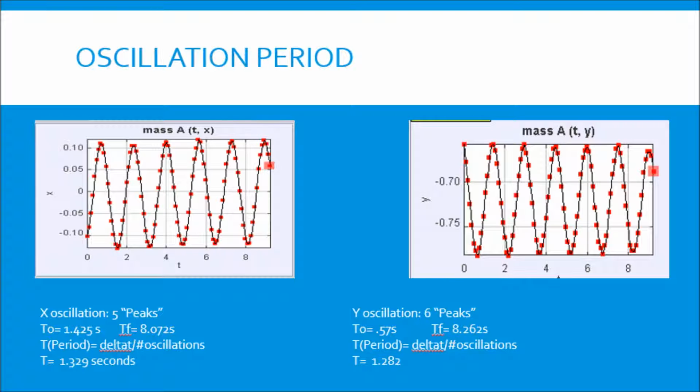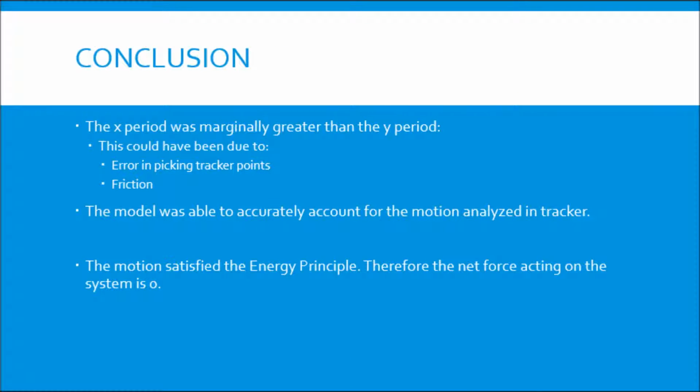The period for X was marginally greater than the period for Y. This could have been accounted for by error in placing the tracker points. Also, any friction. So also the motion satisfied the energy principle, therefore the net work done on the system is 0.